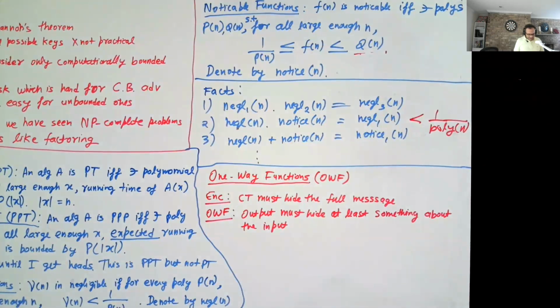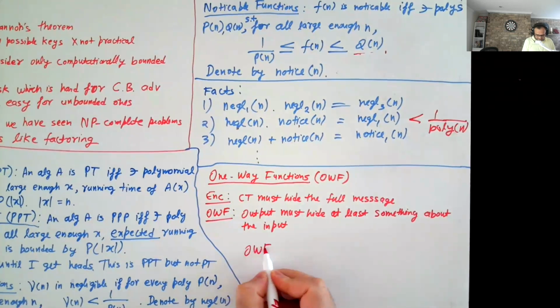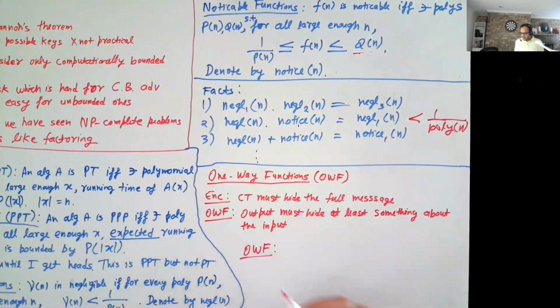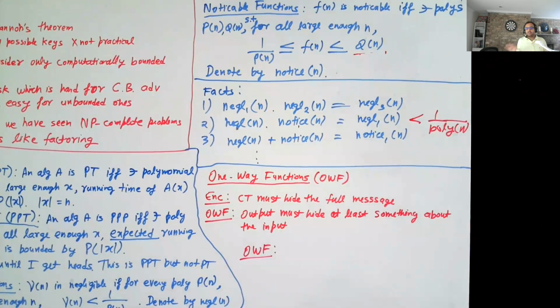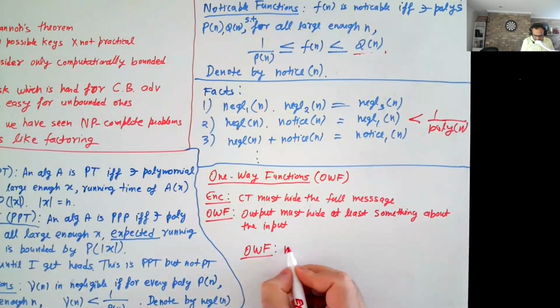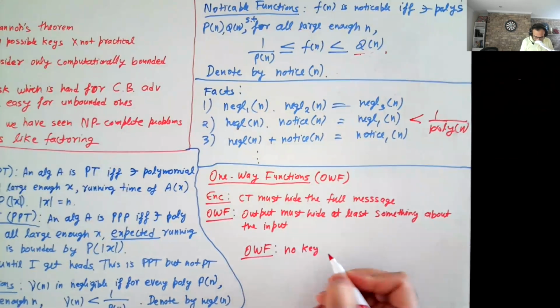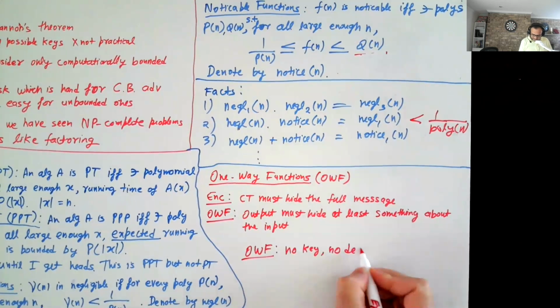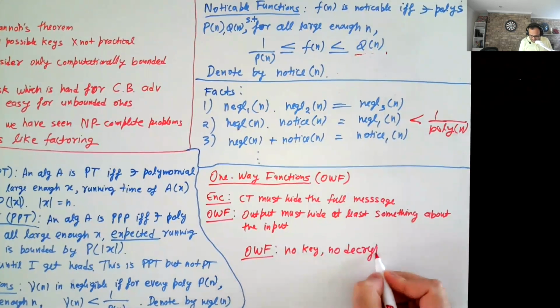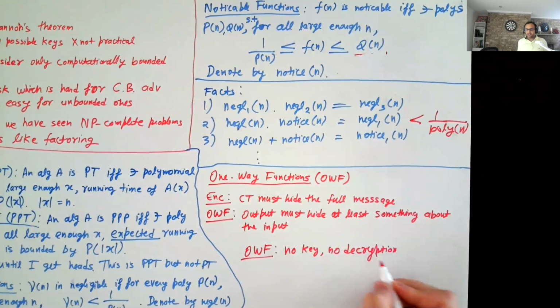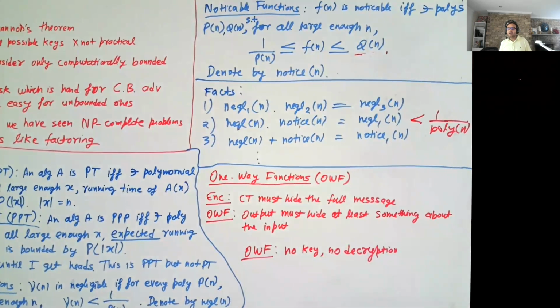Okay, and very roughly, what are one-way functions? This is just the intuition. We will have a formal definition. So in one-way functions, there are no keys. There's no decryption process. In fact, when we talk about one-way functions, it may not be immediately obvious why one-way functions have any use whatsoever. But we will see that once we have one-way functions, you can actually design encryption schemes and you can do a lot more.